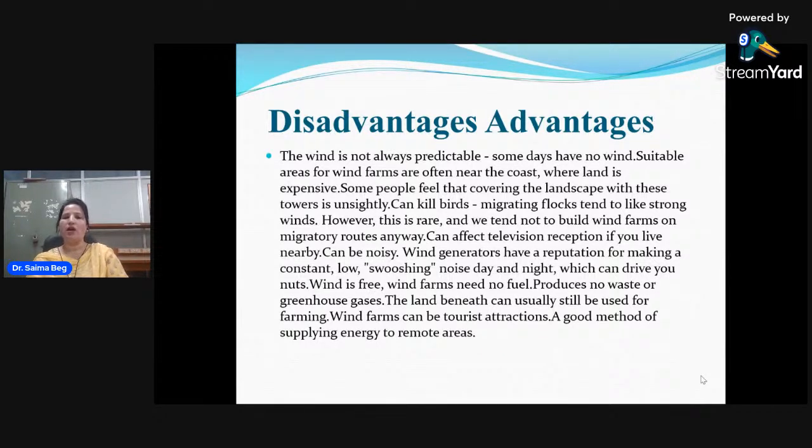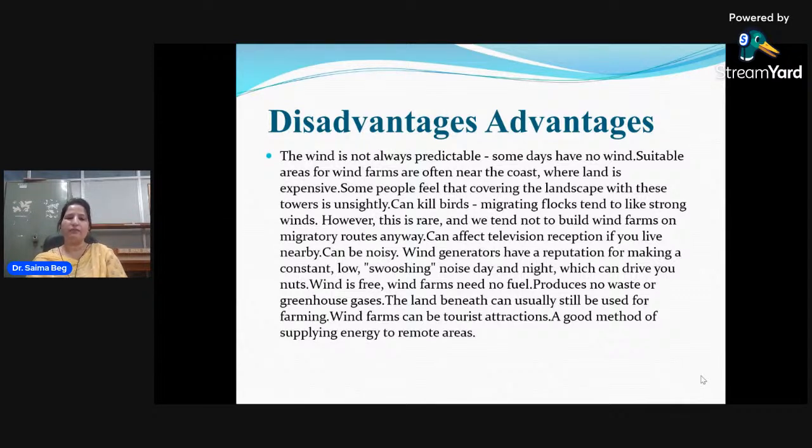Wind generators have a reputation of making a constant noise, day and night, which can drive you nuts. The wind is free. Wind farms need no fuel and produce no waste or greenhouse gases. These are the advantages of this windmill.